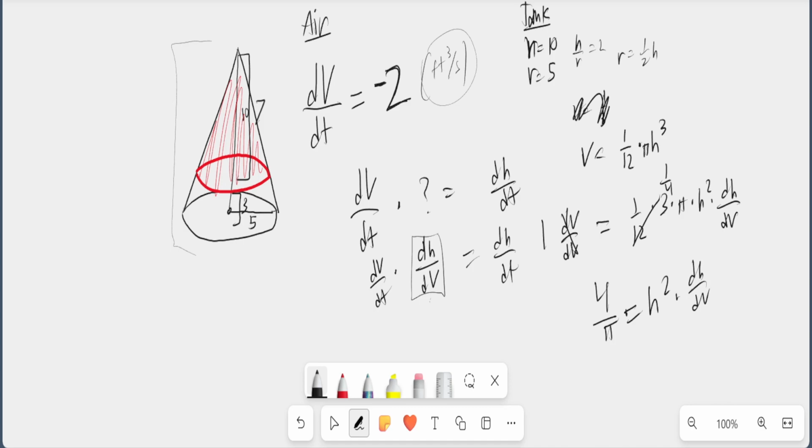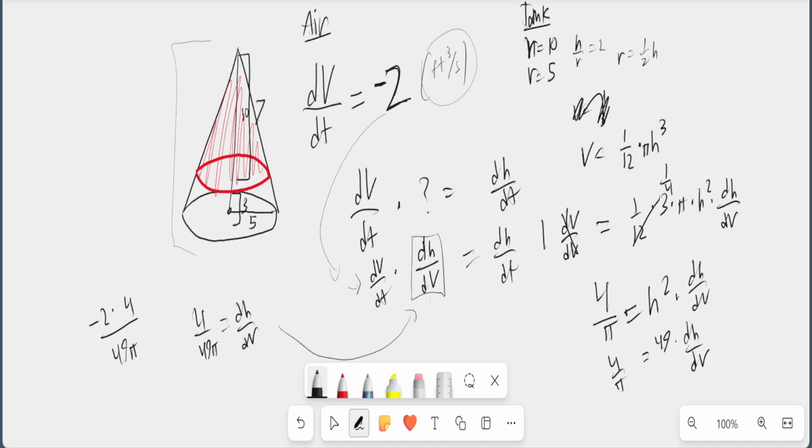And what is h in this current moment in time? This is a shrinking cone, so it would be 7, yeah. So 49 times dh dv is equal to 4 over pi. If we divide by 49, we get 4 over 49 pi is equal to dh dv. So that's dh dv. Now we have to multiply it by dv dt, which is -2, right? So -2 times 4 over 49 pi.